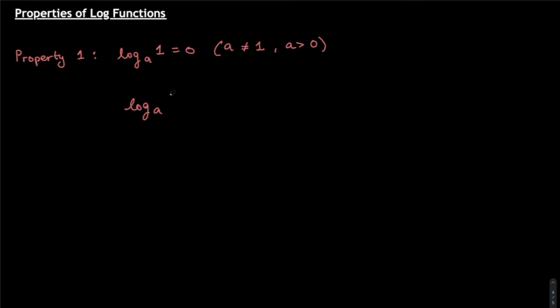So log base a of 1 is equal to x. If I convert this to exponents, I'm going to have a raised to the power x is equal to 1. Now, if you remember, anything raised to the power 0 is equal to 1. So x is equal to 0, and that's why we have a 0. Simple property, nothing too crazy. Whenever you see log base something of 1, you can cut it out and replace it with a 0 every time.